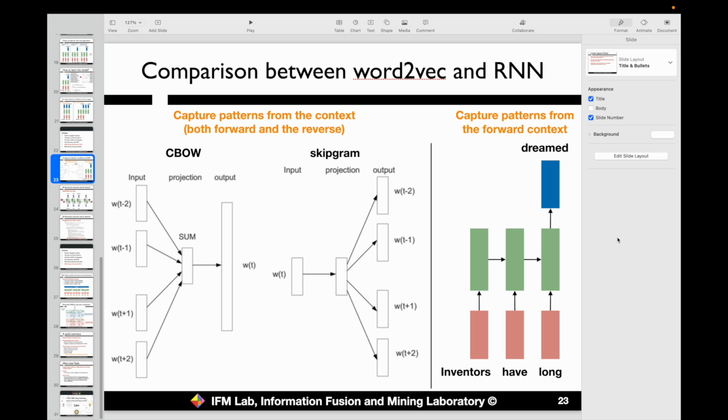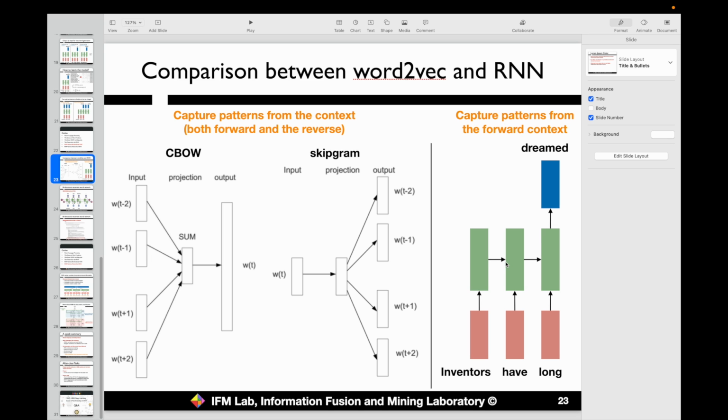Before we mentioned that we can use both the CBOW or the skip-gram for learning the embedding vectors of the words, right? And both of these methods utilize some of the information from the surrounding context, both ahead of as well as after the current words, for learning the embedding vectors. So they can capture the patterns from context in both forward and reverse directions. We also mentioned we can use recurrent neural nets to do the generation of the next word, and to learn the embedding vectors as well.